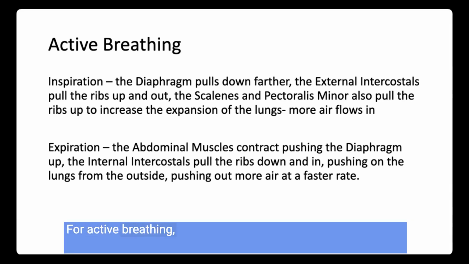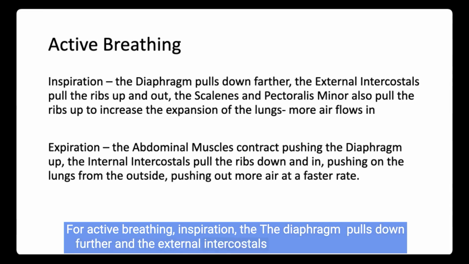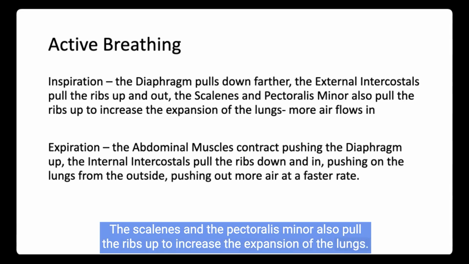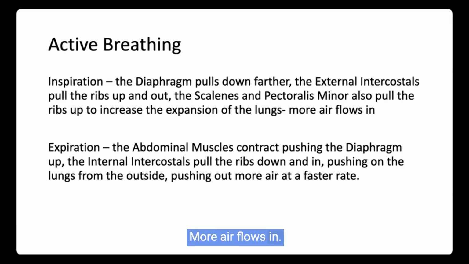For active breathing, inspiration, the diaphragm pulls down further and the external intercostals pull the ribs up and out. The scalenes and the pectoralis minor also pull the ribs up to increase the expansion of the lungs. More air flows in.